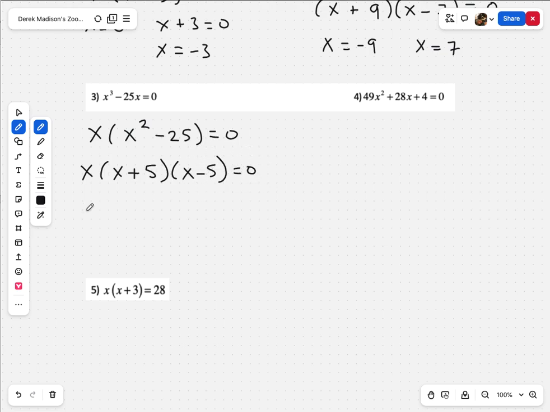We started off with x cubed, which means we're going to likely have 3 solutions. There's cases where one of them is repeated, so it counts twice. But in this case, we have our 3 x's there, so we're going to have x equals 0 as our first solution, negative 5 as our second solution, and 5 for our third solution.